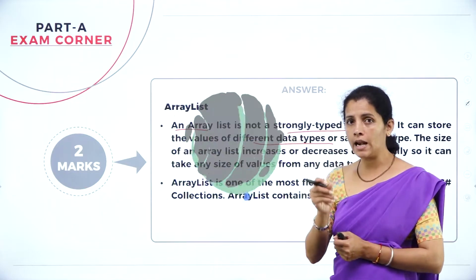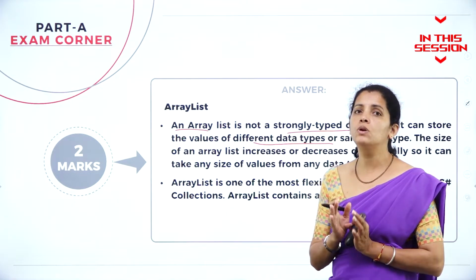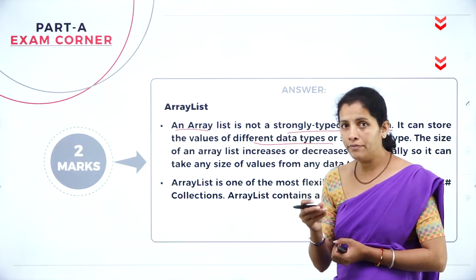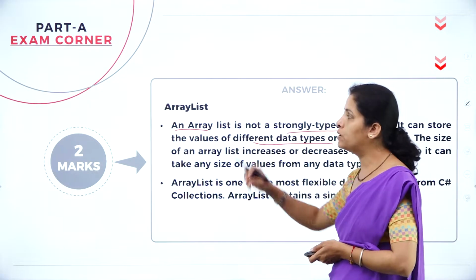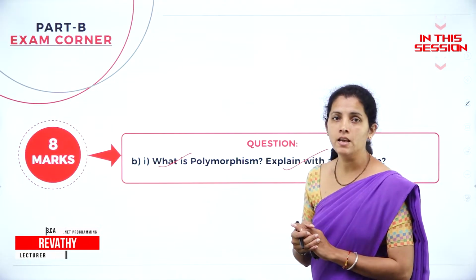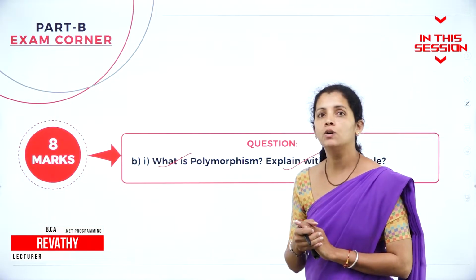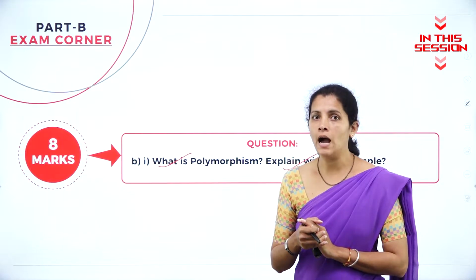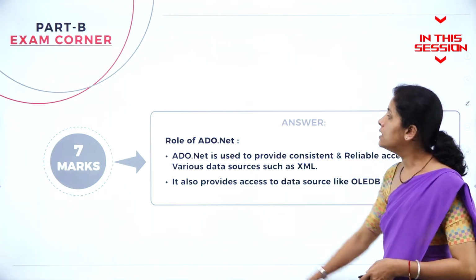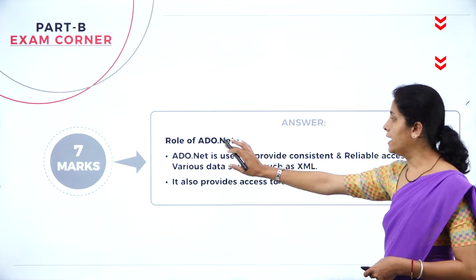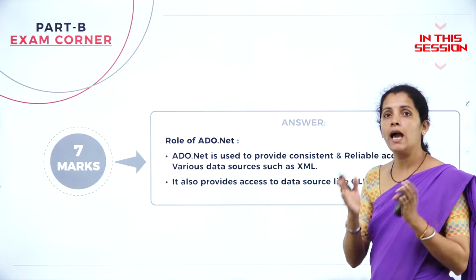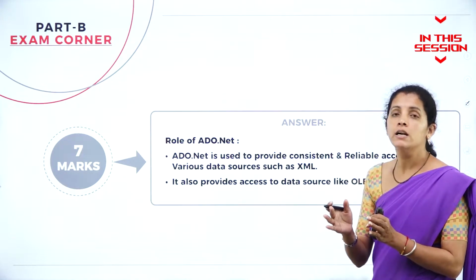If I consider an array, I can store only the same data type. And if I want to store different data types, then I can use an array list. Polymorphism is nothing but method overloading, and there are two types of method overloading, that is compile time as well as run time. The role of ADO.NET is mainly used to establish a connection between the application and the database.